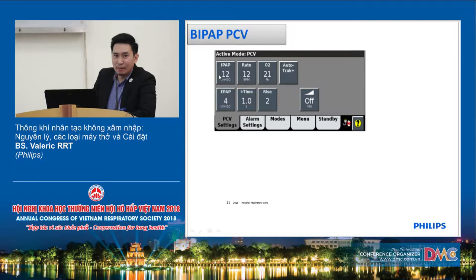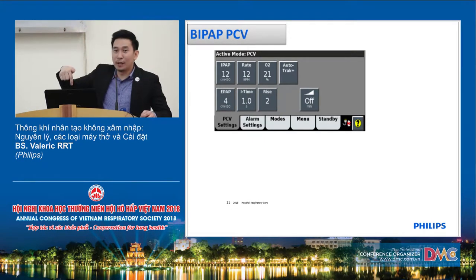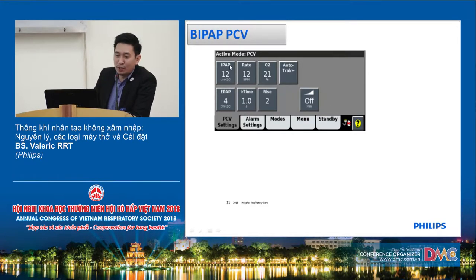What does IPAP mean? Basically, IPAP is the inspiratory positive airway pressure. The IPAP is responsible for promoting tidal volume. You increase the IPAP, you increase the pulmonary volume, you decrease the CO2. So increase IPAP, increase pulmonary volume, decrease carbon dioxide. This one is responsible for your carbon dioxide removal.